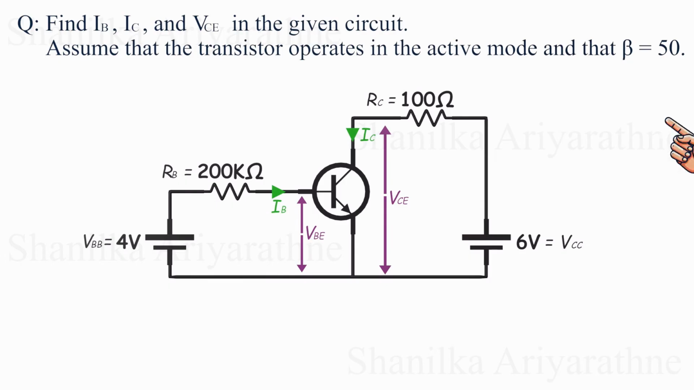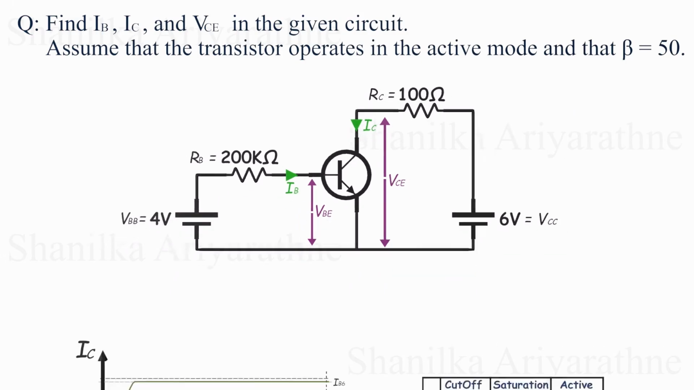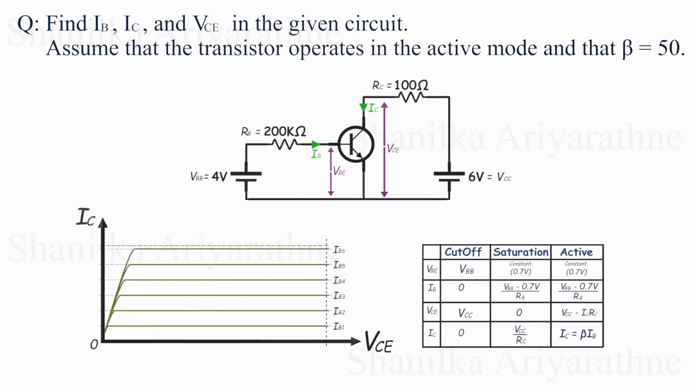Now in this problem, we're told that the transistor is operating in active mode. But what exactly does active mode mean? To answer that, let's take a quick look at the three main operating regions of a BJT transistor. This helps us understand how IC and VCE behave in different conditions.